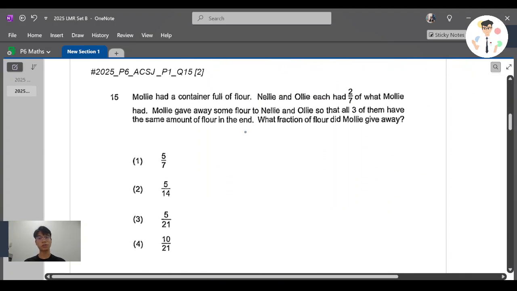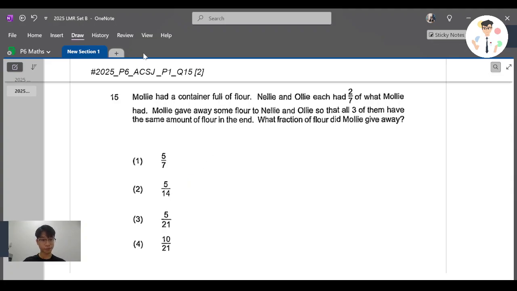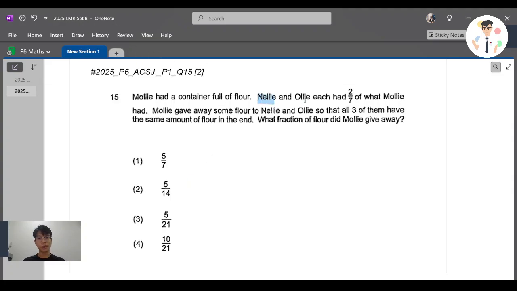The next question is from ACSJ paper 1 question 15. Here it says Molly had a container full of flour. Nelly and Ollie each had 2 over 7 of what Molly had. Molly gave away some flour to Nelly and Ollie so that the 3 of them have the same amount of flour in the end. What fraction of the flour did Molly give away?